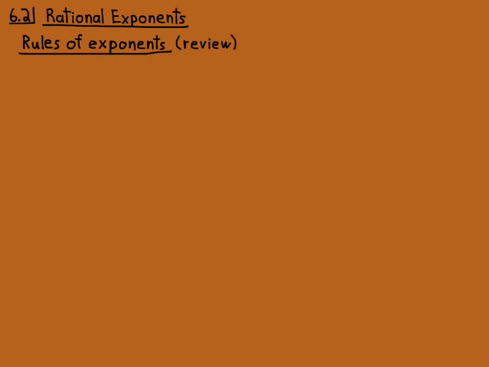So this is section 6.2, Rational Exponents. In order to use rational exponents, you have to know the rules of exponents. So I'm going to do a little review here. A to the 0 is 1, except for 0 to the 0, which we don't do.